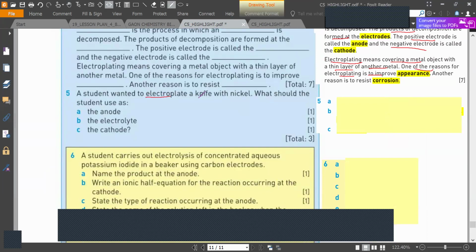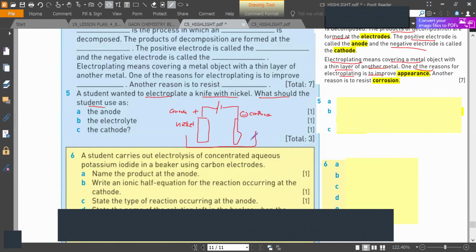A student wants to electroplate a knife with nickel. What should the student use? Okay, a knife. We must set up like this. We must put the knife at the cathode, and then here at the anode we must put the nickel. So we must set up like this.